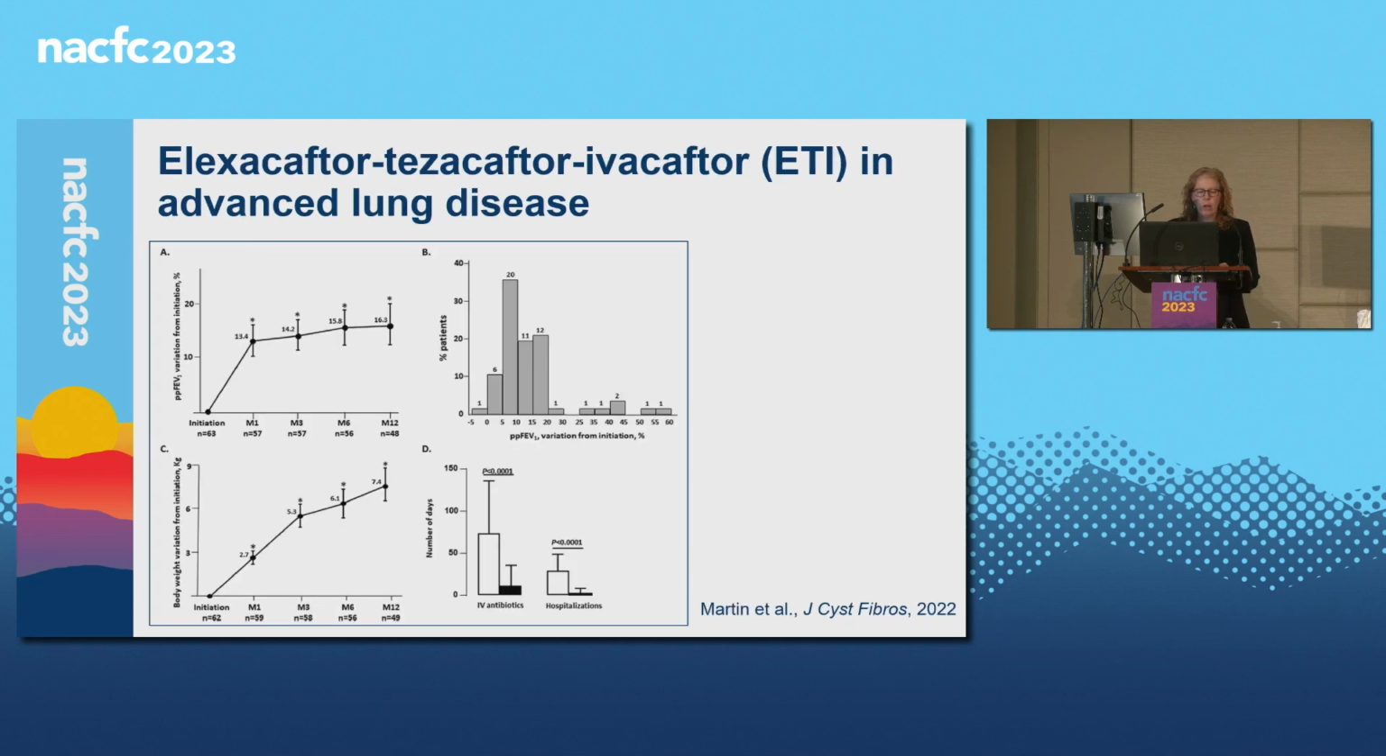Looking at other outcomes, the top left-hand side shows the change in FEV1% predicted in this cohort, and the bottom left shows the nutritional status and the change in BMI. We can see that there is an increase, even in people with advanced lung disease in this cohort, that's sustained over the 12 months. Similarly, the weight increased, and on the bottom right-hand side, you can see the proportion of people on IV antibiotics as well as hospitalizations. Those also decreased in this cohort.